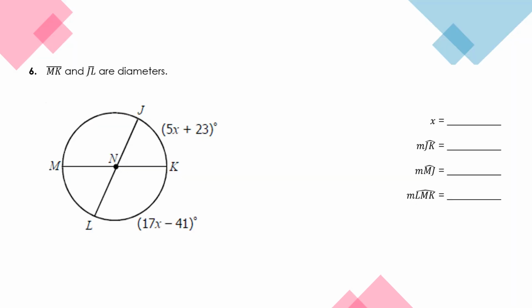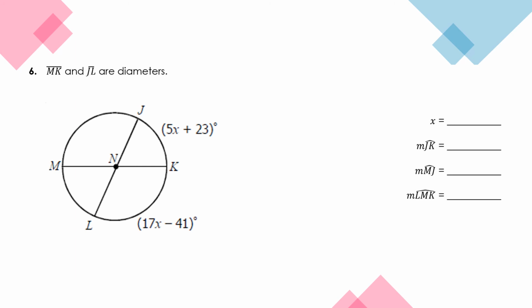In number 6, we're actually doing a little bit more. We are looking for x, and then we are solving for some specific arc measures. So the first thing we've got to figure out is how do we find x, because without x, we can't find any arcs. So we do know that MK is a diameter and JL is a diameter.